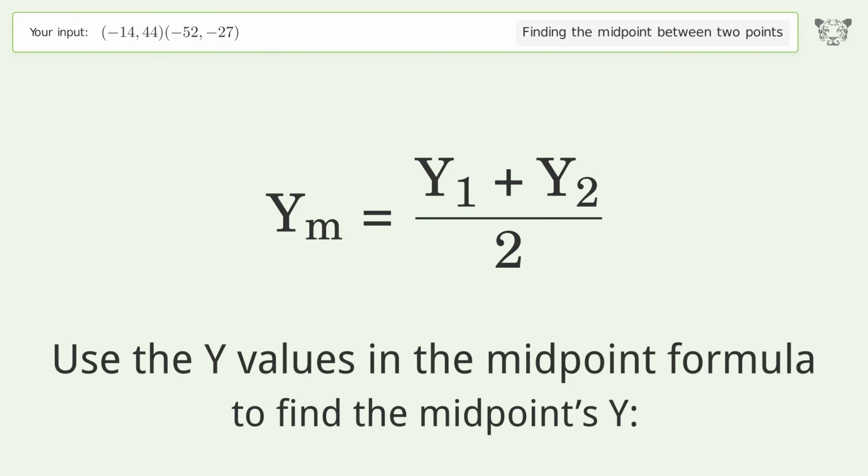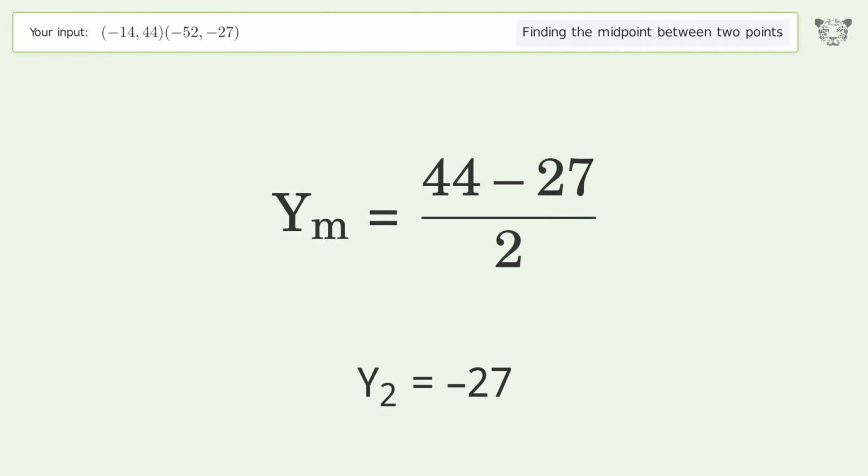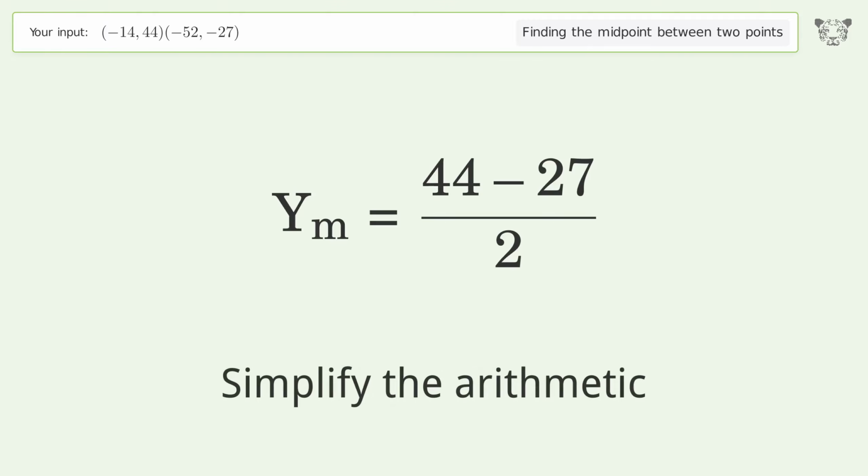Use the y values in the midpoint formula to find the midpoint's y. y1 equals 44. y2 equals negative 27. Simplify the arithmetic.